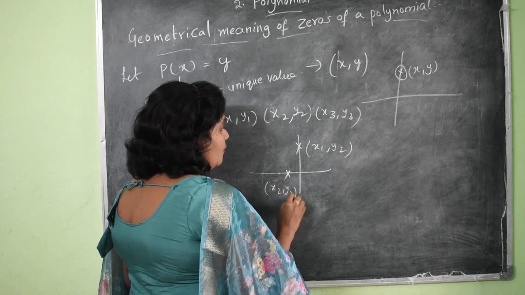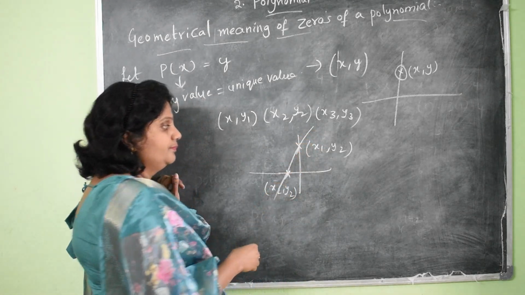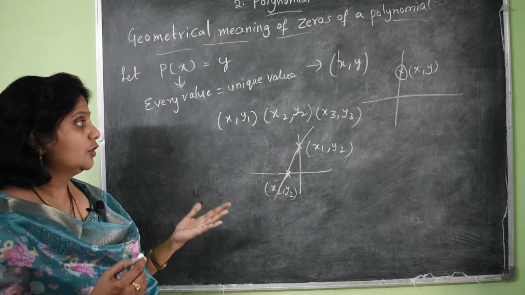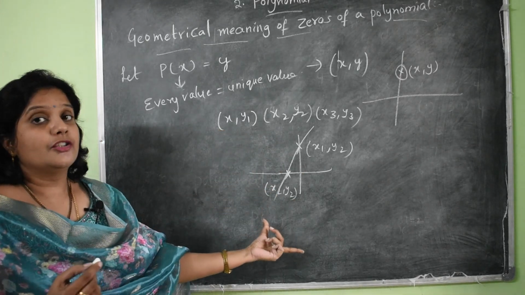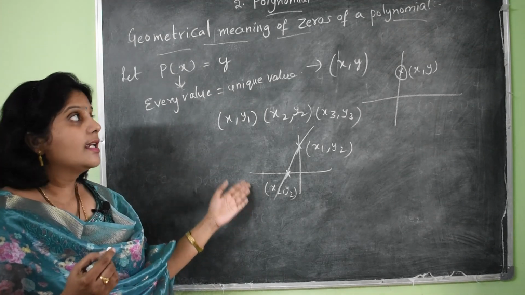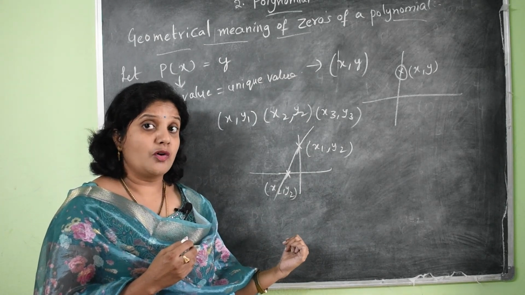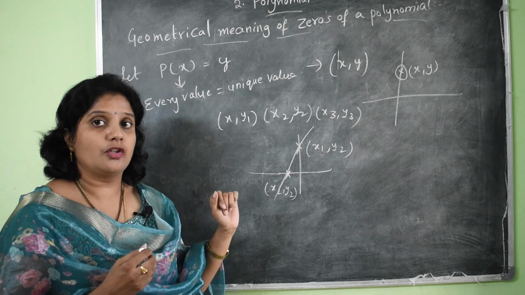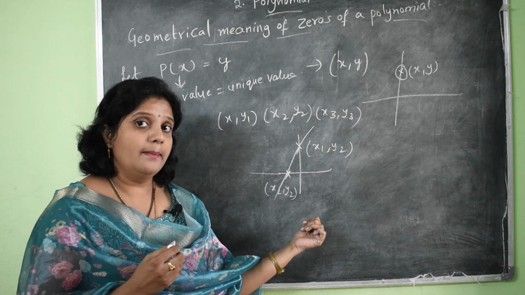After marking the points, we draw a line according to the points. So using the set of such points, we are able to draw the graph of a polynomial. This is nothing but the graph of a polynomial, or the geometrical representation of a polynomial. Here we are representing the polynomial geometrically.